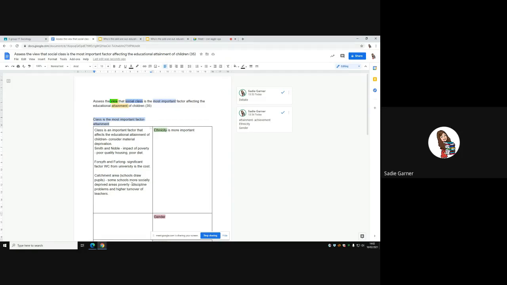Okay, with the Noble, Forsyth and Furlong, catchment area. I would just very briefly here add in also that 38% of minorities live in poor quality housing, compared with 18% of white groups. I think I put that on quite a lot of feedback. It's just quite nice to add it in there, because, well, it's not nice at all, but what I mean is you're just highlighting the crossover between class and ethnicity.